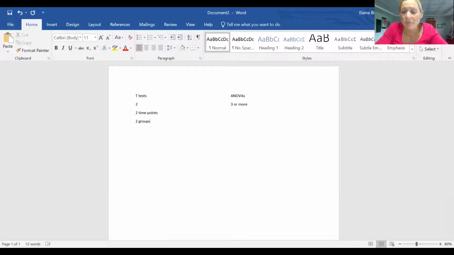Remember that the groups must be mutually exclusive. Okay, so if I am looking at blood pressure differences for males and females, know that I can only be a male or a female. I can only fit into one group. Okay, I can't be in both groups. With ANOVA, if I look at 3 or more, I'm going to do 3 or more time points, or I can do 3 or more mutually exclusive groups.